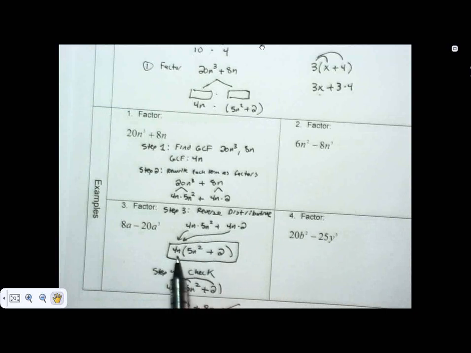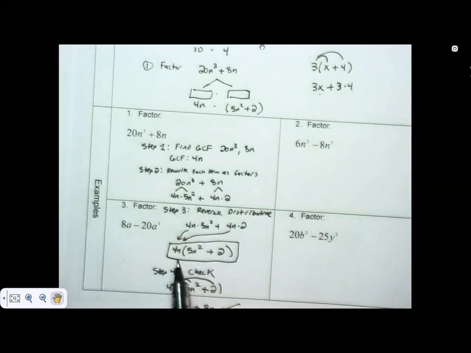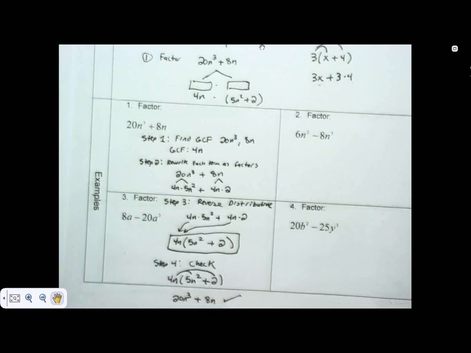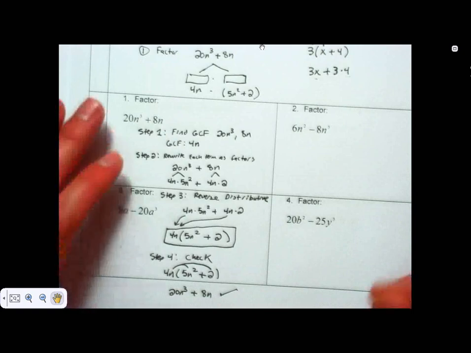But it still means the same thing as it does back here, because when I have parentheses, that means each thing is still being multiplied by 4n. So I haven't done any mathematical trickery. Everything I've done is sound. Let's see if we can try another one. Okay, let's try number 2.